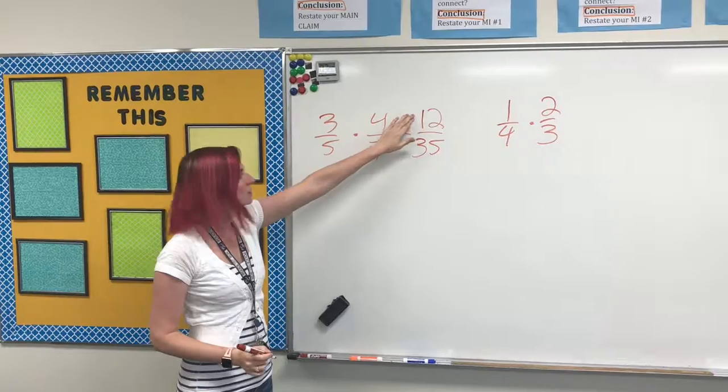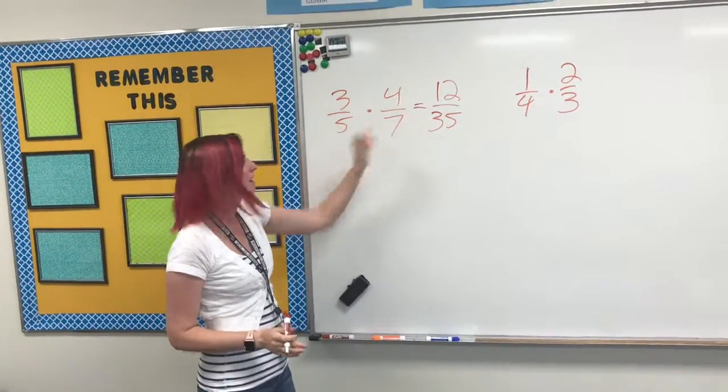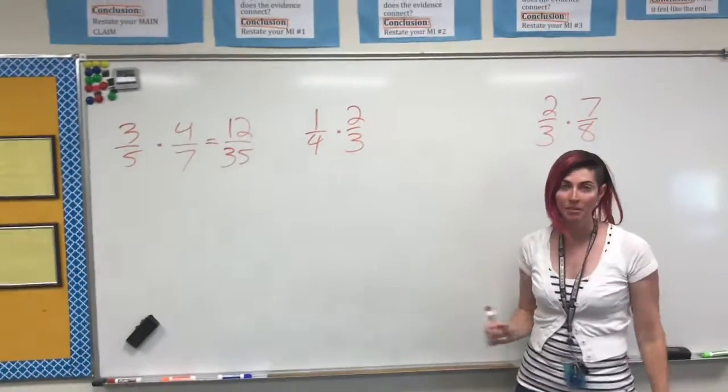See if we can simplify. 12 and 35 are not divisible by the same numbers, so it's as small as we can make it. Our answer here, 12/35. Now, sometimes you can simplify ahead of time.